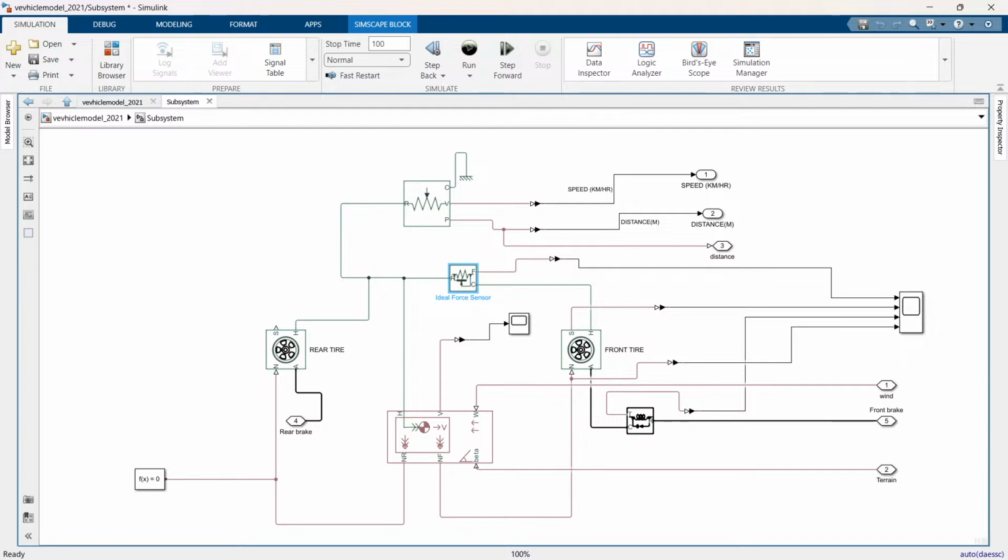So why do we connect this ideal force sensor to the hub of our vehicle? This question comes to your mind. Why do we connect this ideal force sensor to the hub of our electric vehicle, the hub of our vehicle body? What is the purpose? We have to connect the sensor to the hub of the vehicle because the hub is a critical point where various forces come together.